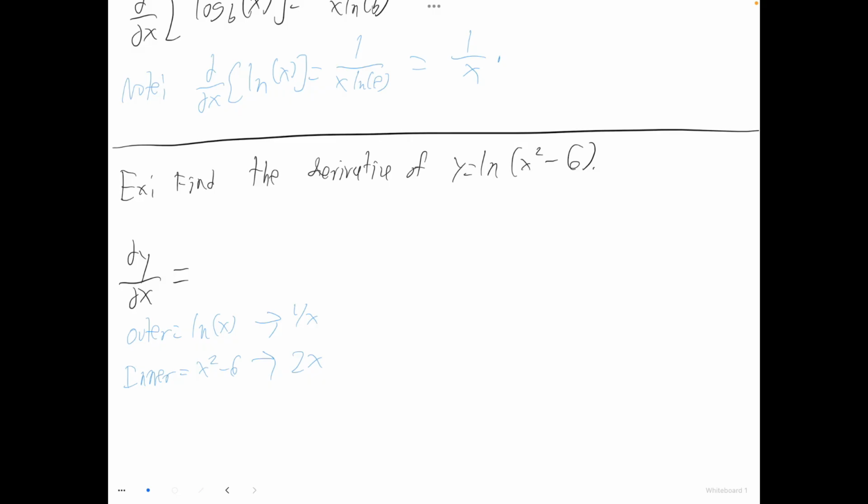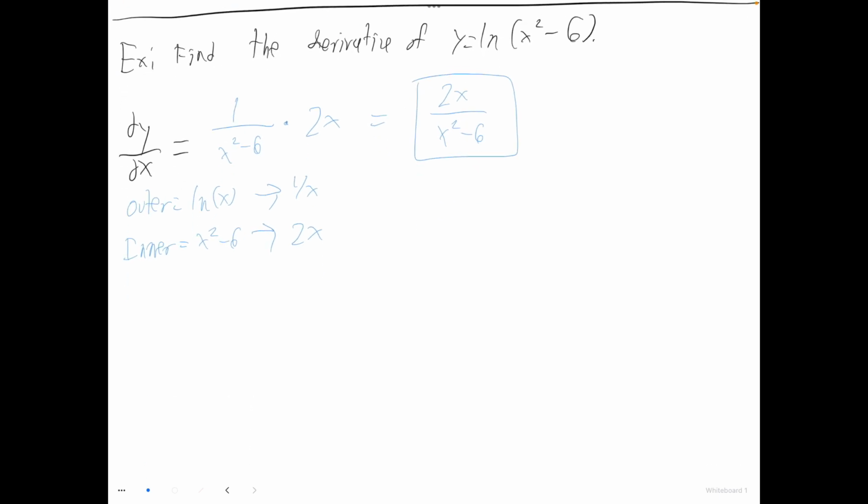And so plugging things in, we get 1 over the inner function, so 1 over x squared minus 6, times the derivative of the inner function, which is 2x. And so for our derivative here, we get 2x over x squared minus 6. And so that's just using the chain rule. It's fairly straightforward given the fact that we now know the derivative of ln of x.